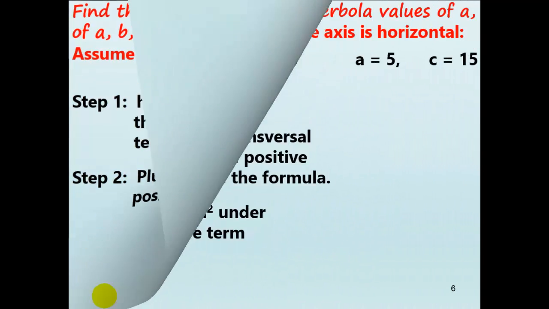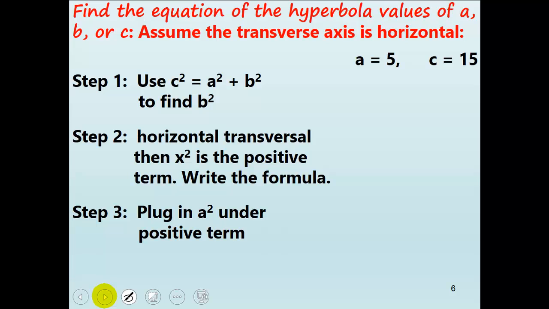All right, hopefully that went well for you. Let's try another one. Find the equation of the hyperbola with values of a, b, or c. Assume that the transverse axis is horizontal. So again, our x squared is going to be positive. But now I'm given a and c, but I need a and b. So I'm going to use this equation to help me find b.